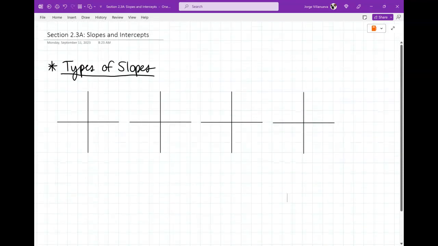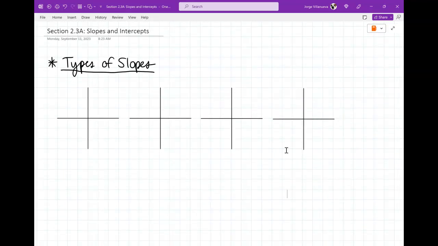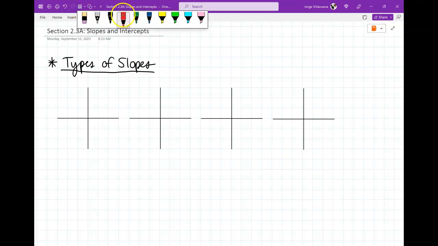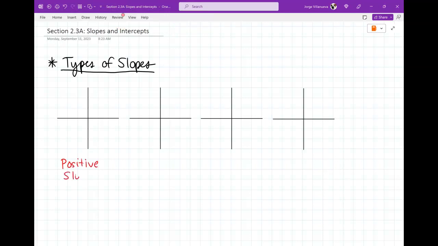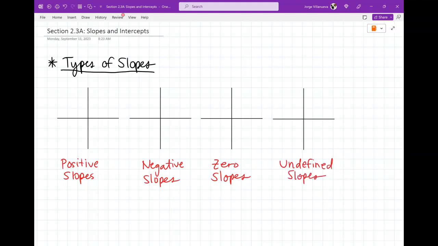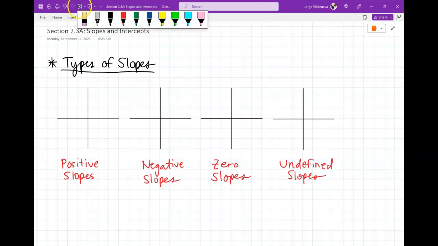So the types of slopes that we have, there are four types of slopes. There's positive slopes, negative slopes, zero slopes, and undefined slopes. Let me write this down here. I'm going to draw you a picture of what these things look like.